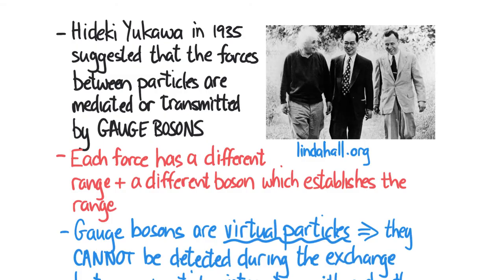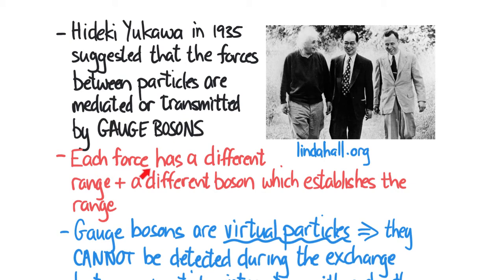In 1935, a Japanese physicist by the name of Yukawa suggested that the forces between particles are mediated or transmitted by gauge bosons. So on school level, we can think of these as vector bosons. Gauge physics is something that exists beyond undergrad physics. If you go and you study particle physics on honors level or master's or PhD level, and you deal with what they call quantum field theory, you will also deal with gauge mathematics. But for grade 11 and grade 12, we can think of these as vector bosons as opposed to scalar bosons.